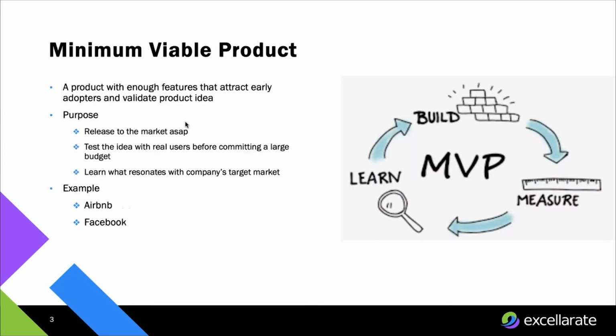So let's get started. Let's first discuss the minimum viable product, MVP. An MVP is basically a product that has enough features to attract early adopters and validate the product idea. We want to validate the idea before we commit too much. The purpose is to release to the market as soon as possible, and then test the idea with real users before committing a large budget. That's the main objective of doing an MVP.